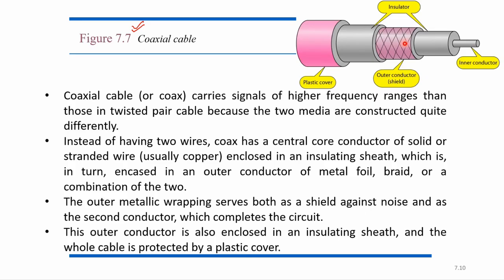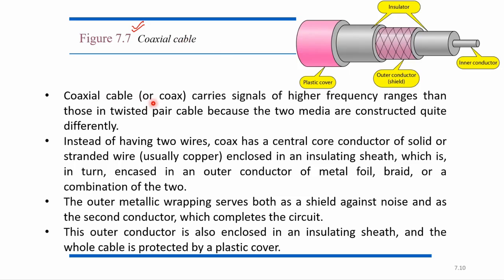There will be an outer conductor and an inner conductor, so two conductors will be used. One will be for sending the data, and another will be for grounding. After this outer conductor, there will be another shield, and overall there will be a plastic cover around the complete shield. So this is the coaxial type of cable.